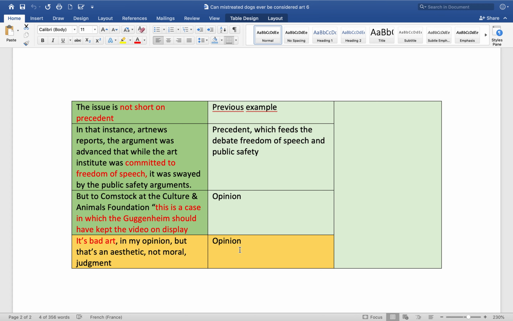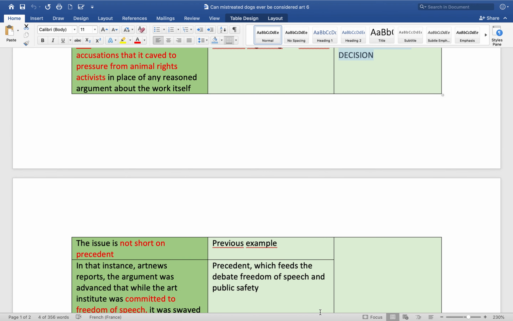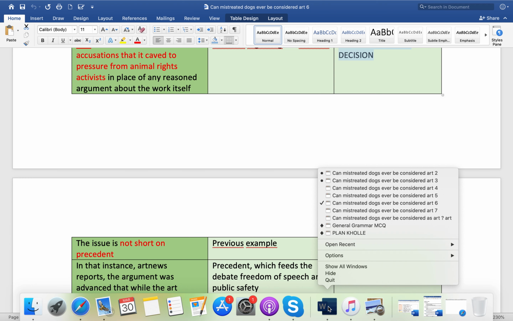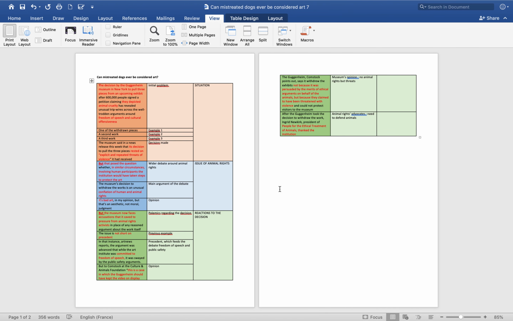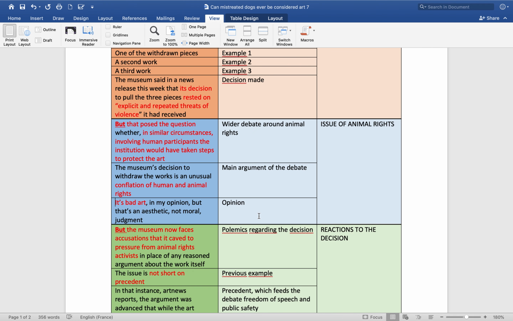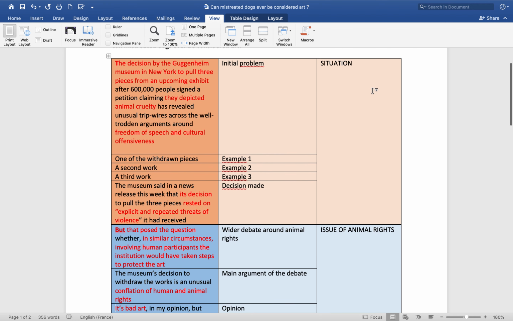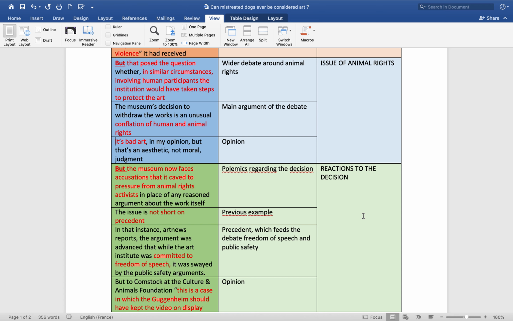So what I have to do next, and this is going to be my last step, but I need to find it. So if my computer wants to help me there. My last step is to completely reorganize my parts. And as you can see, I have moved some bits around. So let me show you. I've kept my 3 parts, which is the initial situation, what is at stake, the issue of animal rights, and the reactions to the decision.